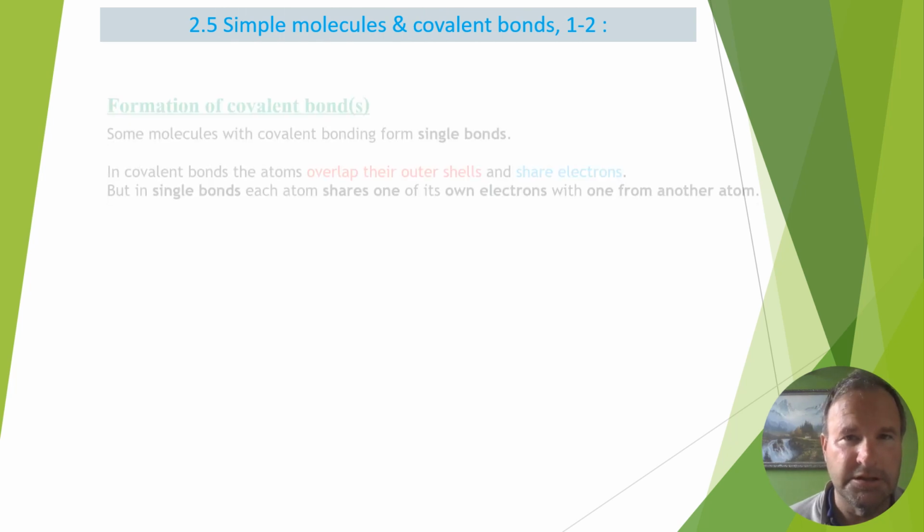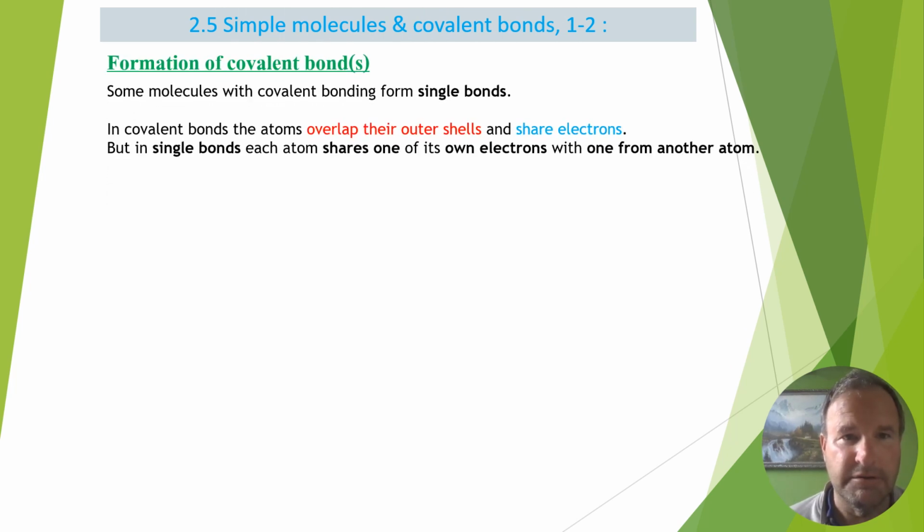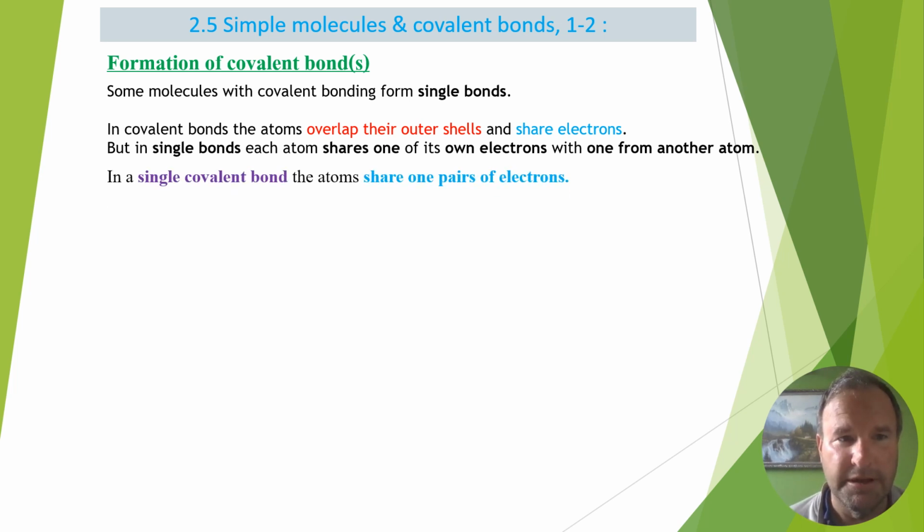Go into more detail in some notes looking at the formation of covalent bonds. So looking at some covalent bondings that form single bonds. This is what we'll predominantly be looking at. Just a few notes here. In the covalent bonds, the atoms overlap their outer shells and share electrons. But in single bonds, each atom shares only one electron of its own with one from another atom. So in a single covalent bond, we have one pair of electrons shared.